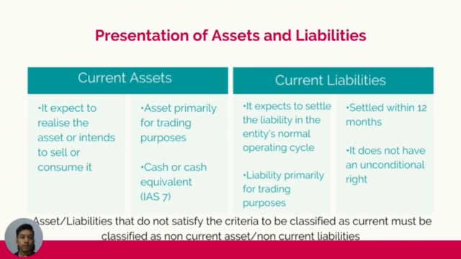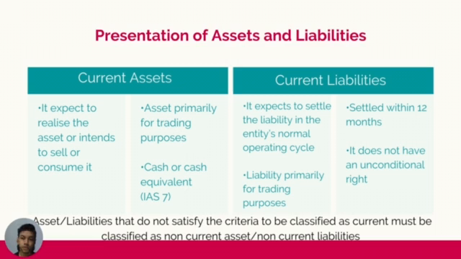So how can we determine current asset and current liability? Here are the criteria. Under current asset, it is expected to be realized, or intended to be sold or consumed. And then the assets are held primarily for trading purposes. Under IAS 7, the assets are cash or cash equivalents.